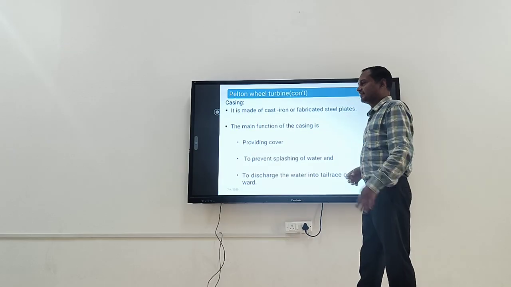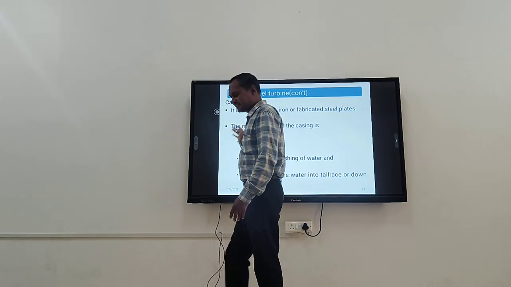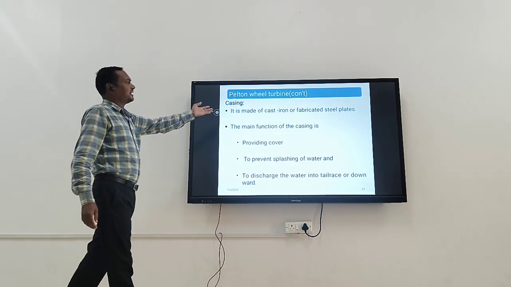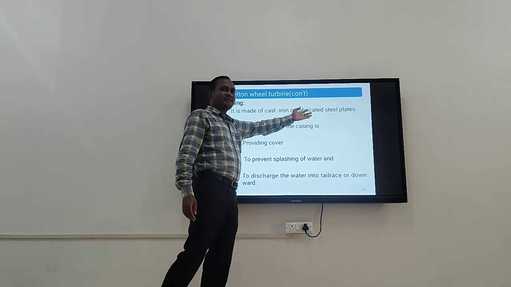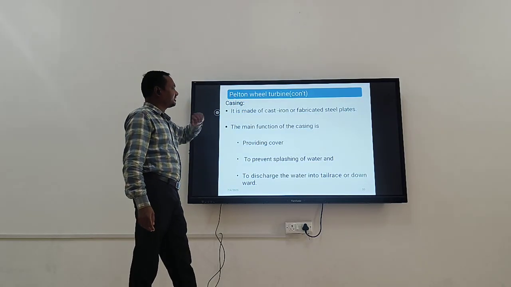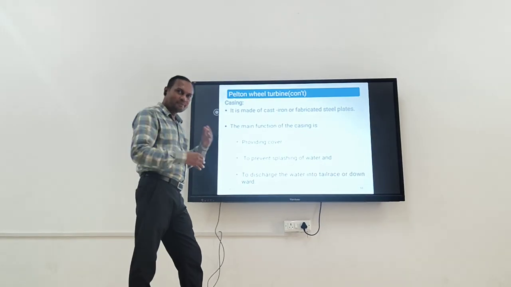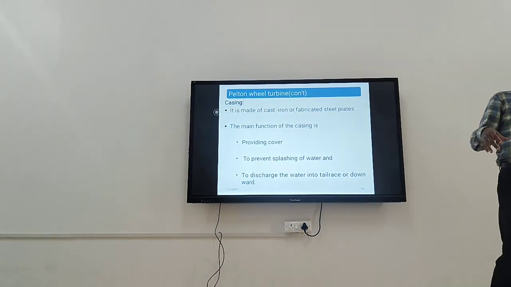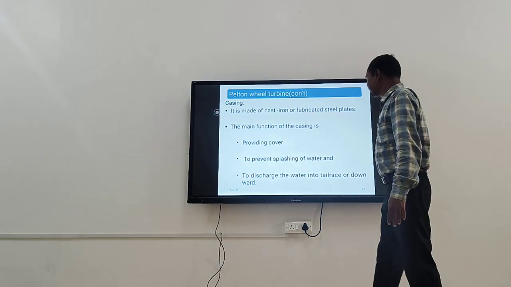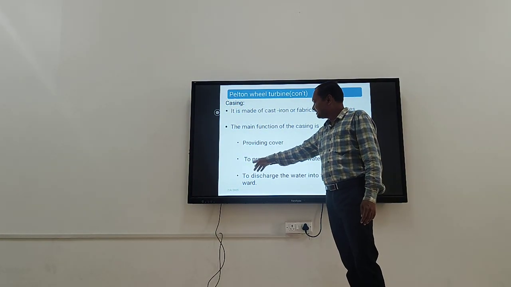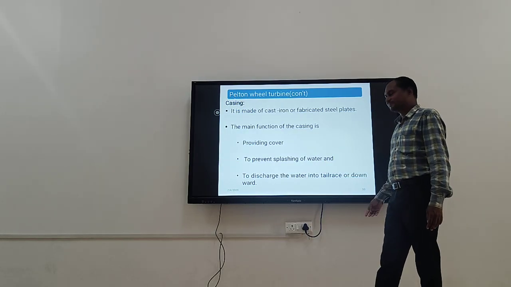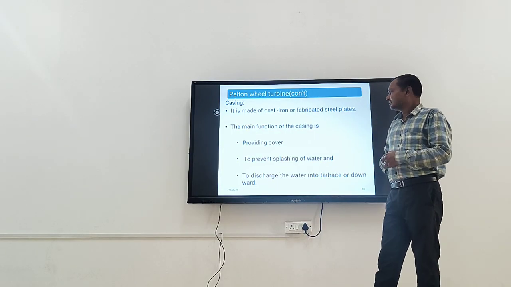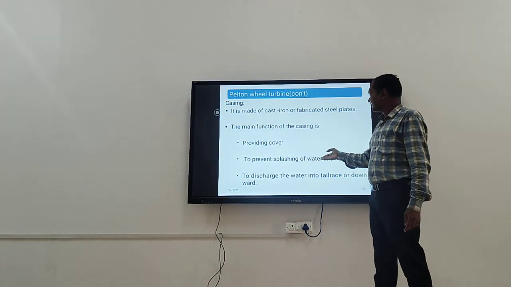Next part is your casing. Casing means the outer part. You have already seen it in the picture. That is the outer part of the turbine. It is mainly made of cast iron or fabricated steel plates. The main function of your casing is providing cover. Cover means dust particles and foreign particles may not go into the turbine. And in the meantime, it is preventing the splashing of water, that means whatever water is striking the vanes or buckets of the runner.